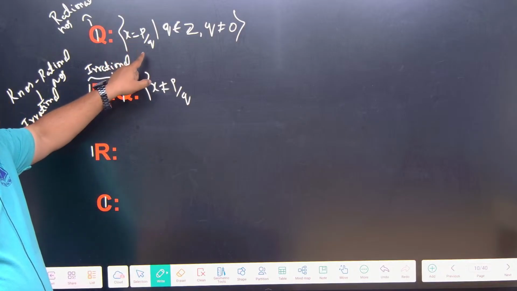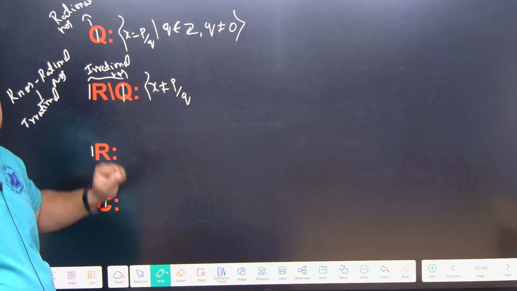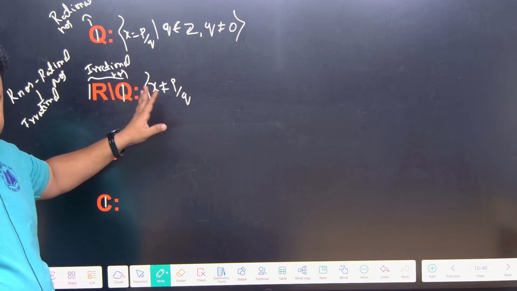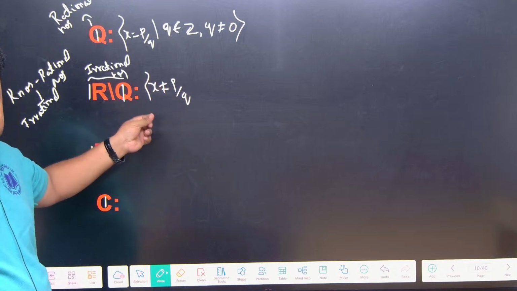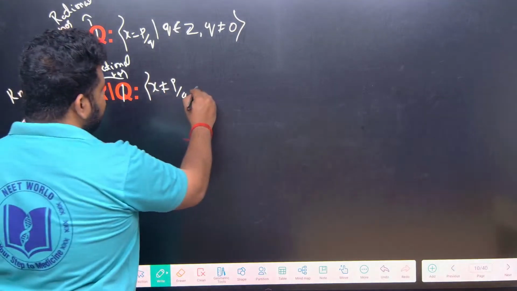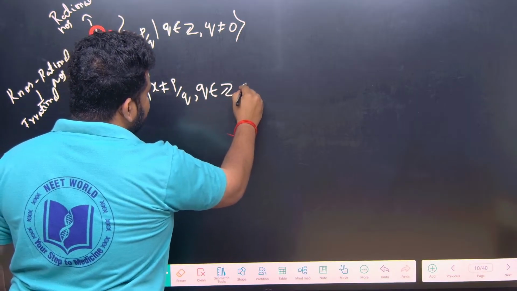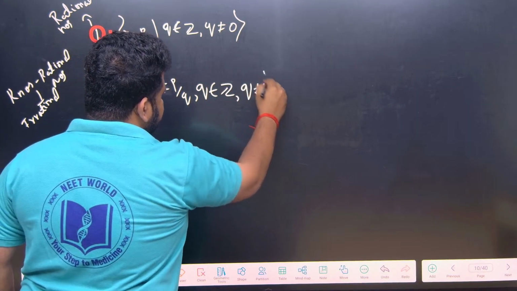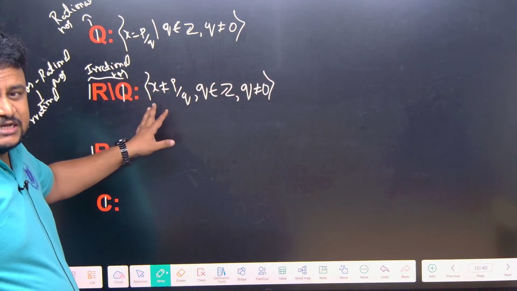Here x is equal to p by q, where q belongs to integers and q is not equal to 0. But for irrational numbers, you cannot write x in p by q form, that is, you cannot write it in rational form, even though q belongs to integers and q is not equal to 0. The most important thing is that x cannot be written as p by q.